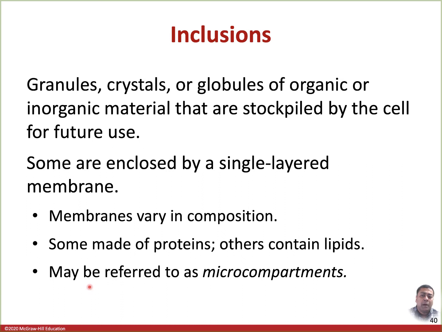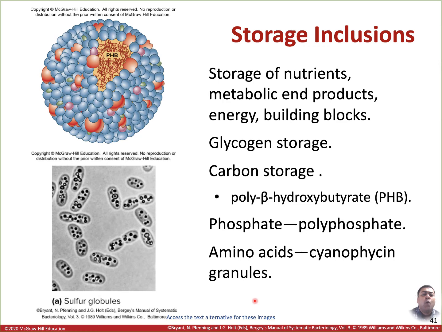And some are within a single layered membrane, and these membranes can vary in composition. Some are made of protein, some contain lipids, and sometimes these are referred to as microcompartments as well. But they are not really as developed as in the eukaryote. So what kind of ingredients or storage inclusions do the bacteria have?